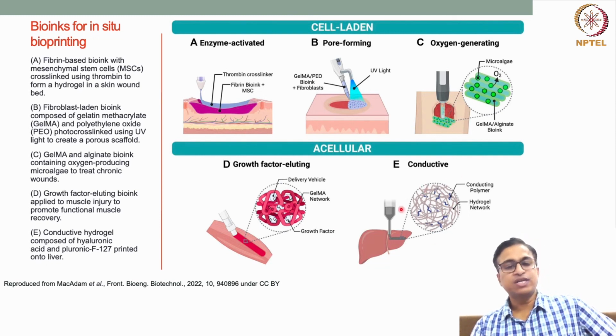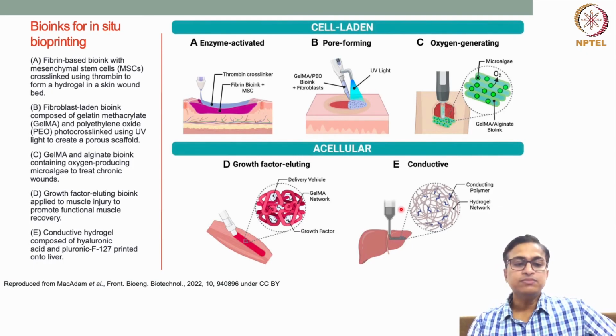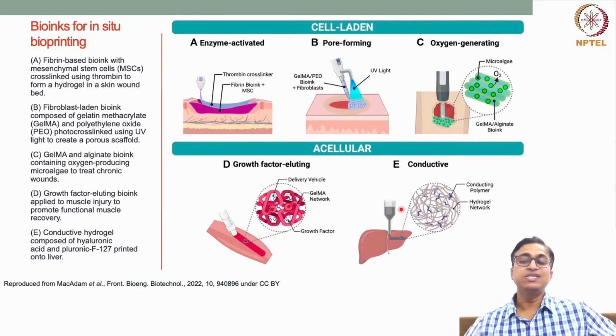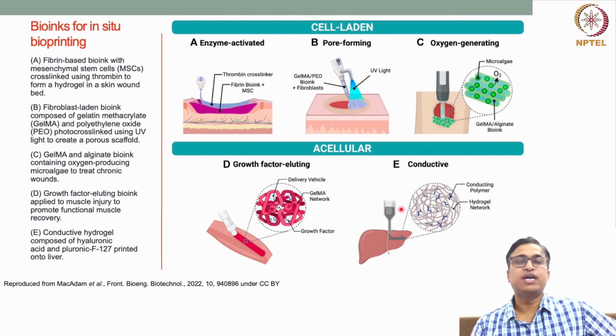The next thing is conductive bioink. Like in this case, hyaluronic acid and pluronic F127 are incorporated, and these two are used as a bioink, which is then used for bioprinting. In this case they have printed in the liver. So this kind of conductive polymer helps in better tissue regeneration. This can be employed for other types, like for cardiac tissue and for nerve tissue also.